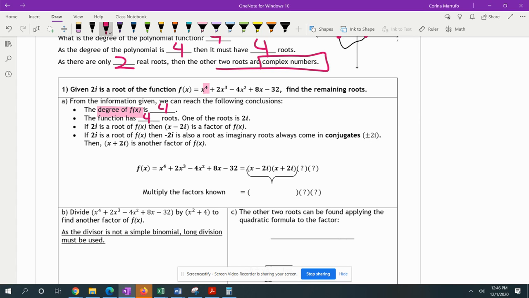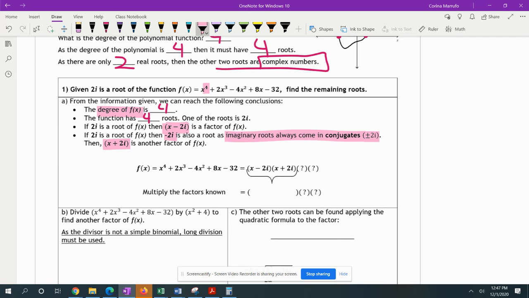Okay, if 2i is a root of the function, then x minus 2i is a factor of f of x. Now, this is something that's going to be new. Not only that, if 2i is a root of the function, then negative 2i is also a root, as imaginary roots always come in conjugates, which means if you have a positive imaginary root, you're also going to have the negative one. So if x minus 2i is a factor, then x plus 2i is another factor. Okay, so that's the only piece of information that's going to be new.